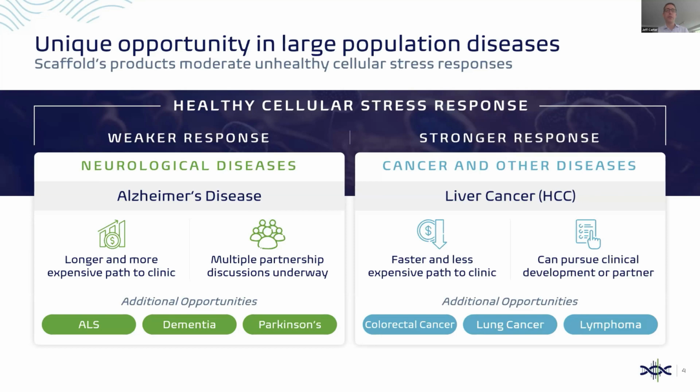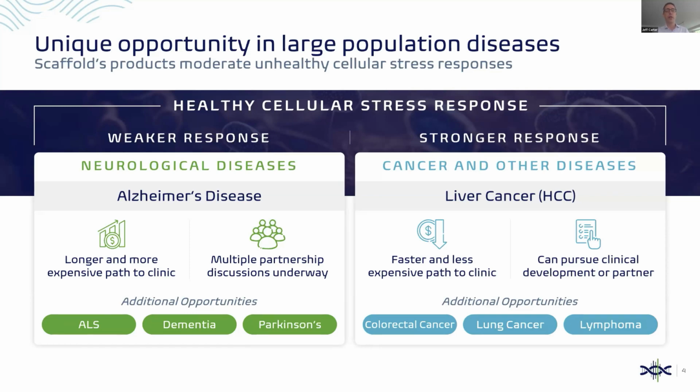A moderate cellular stress response is really important for your body. If your cellular stress response is too low, which it weakens over time as you age, you can end up with some of these classic neurological diseases of aging, dementia-related diseases.